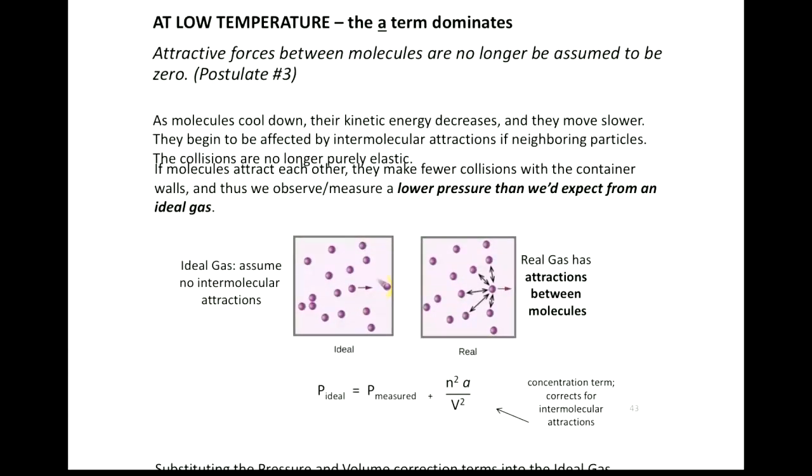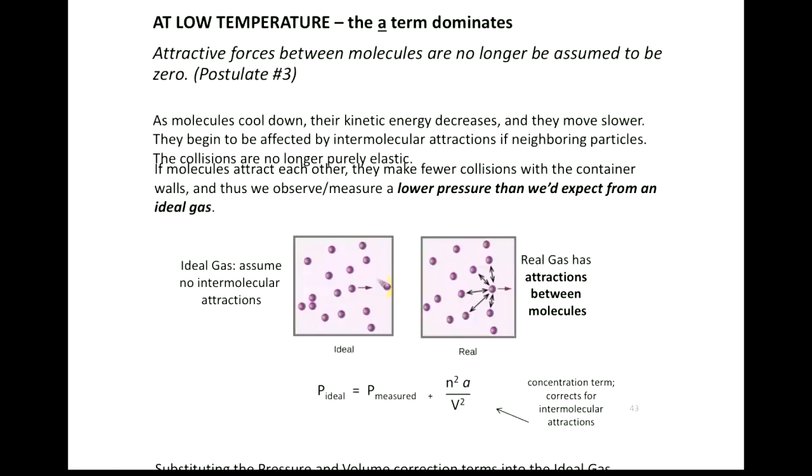And so B is applied to size. Larger particles will take up more space. The A term is related to attractions. I like to think of it as addressing the kinetic molecular theory postulate, where we make the assumption that there are no attractive forces between gas particles. They're just bouncing off one another like crazy billiard balls. But what the van der Waals equation is supposing is, hey, maybe they do interact with one another. Maybe they are attracted to one another.